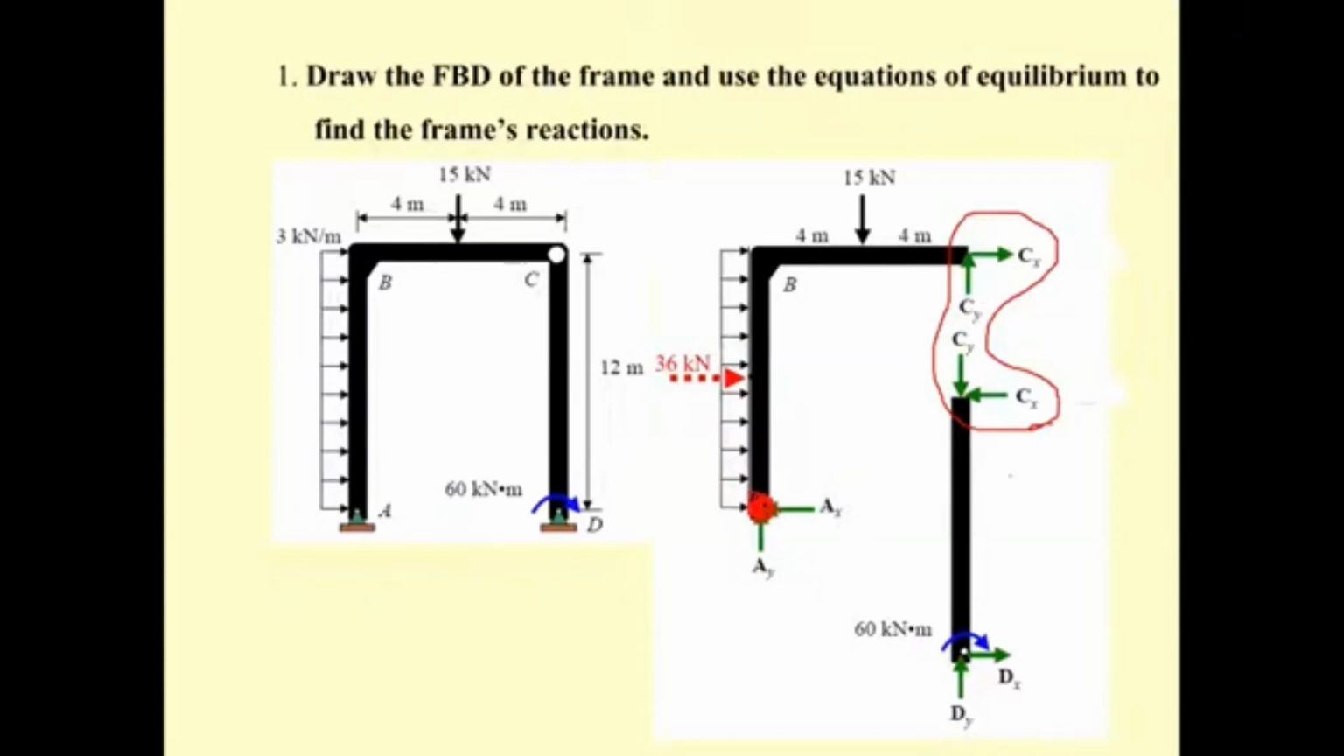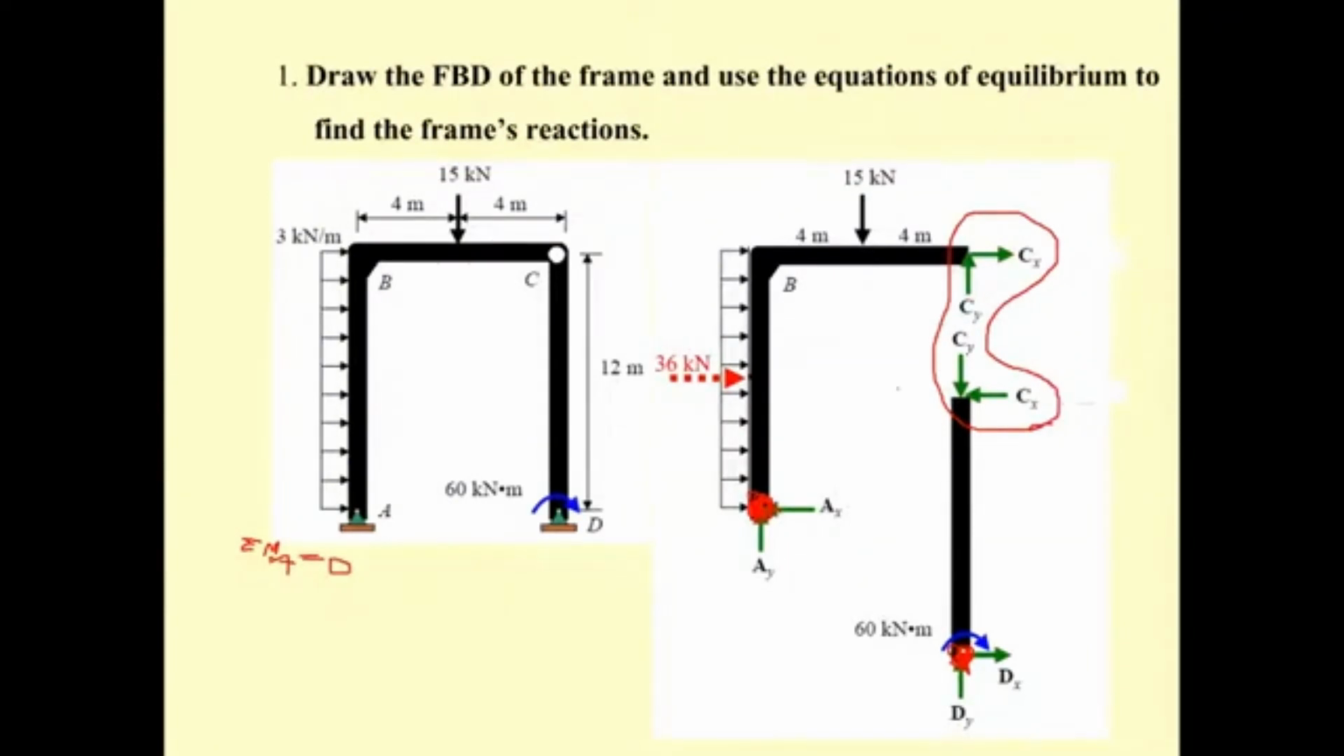Okay, and then if you take the moment at D, you also have the moment of c sub x and c sub y. If you try to do so, you may sum moments at what? At A, and that is going to be equal to 0.